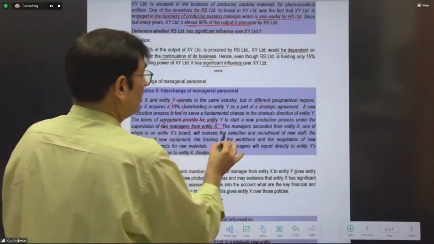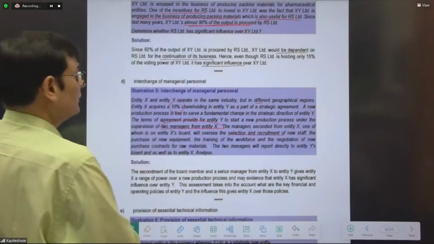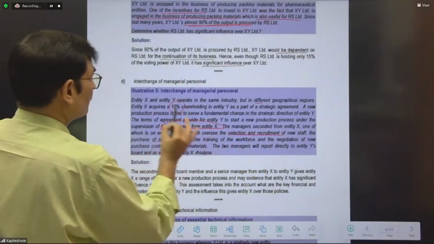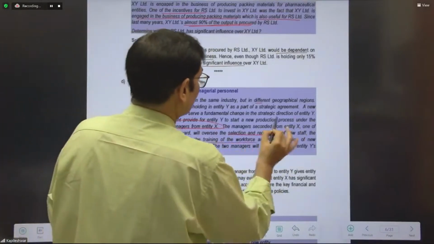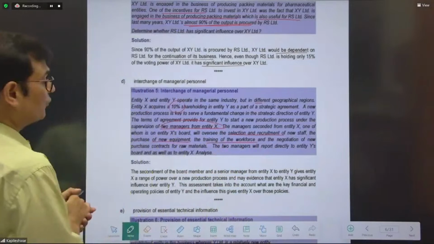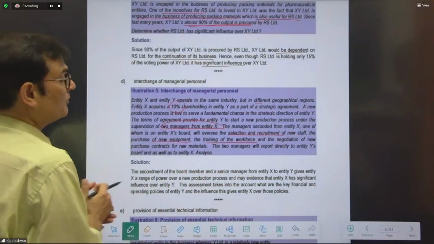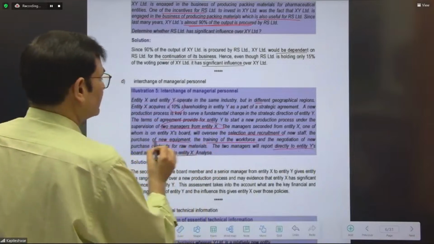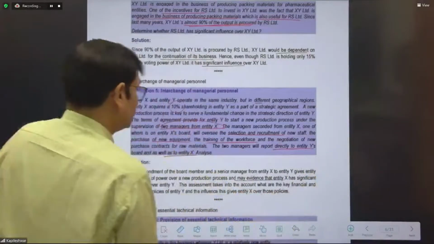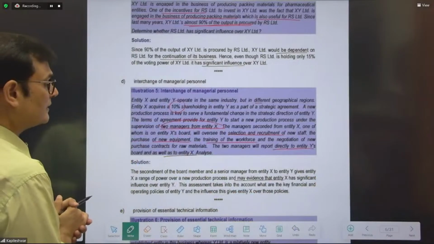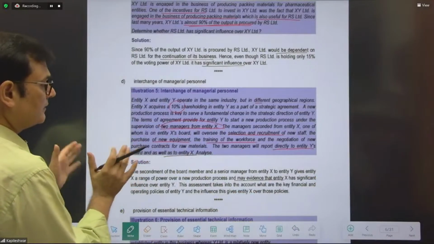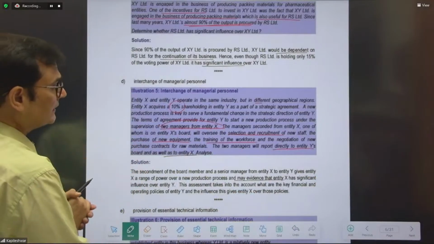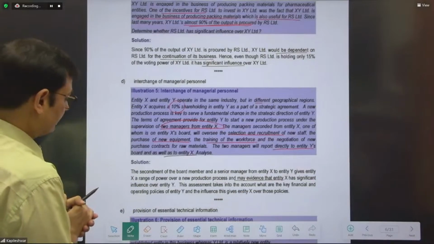He will oversee the selection and recruitment of the new staff, the purchase of the new equipment, the training of the workforce, and the negotiations of new contracts. The two managers will report directly to Y as well as to entity X. So there is evidence that entity X has got significant influence, and as I said, it is judgmental, but apparently the interchange is indicative.